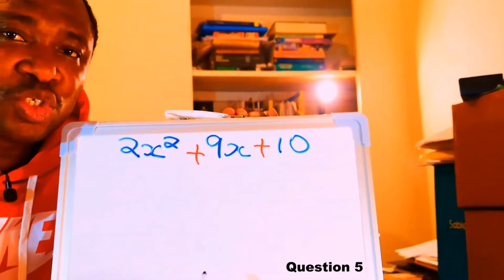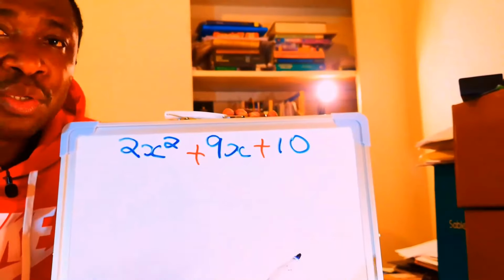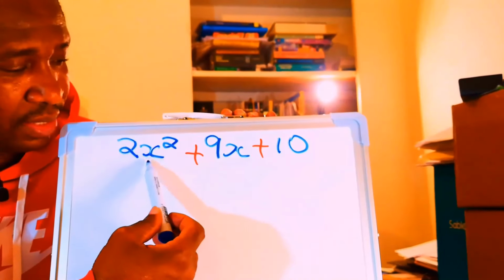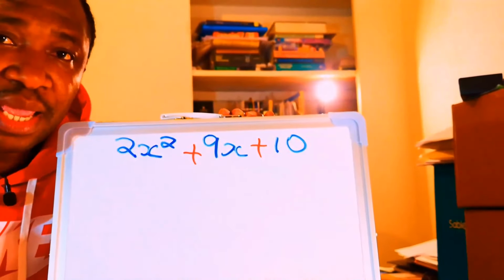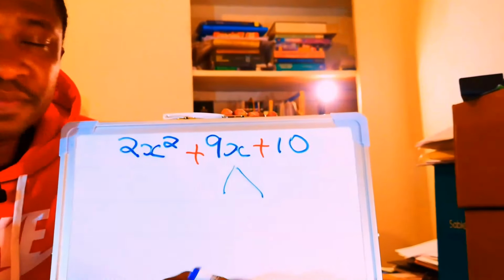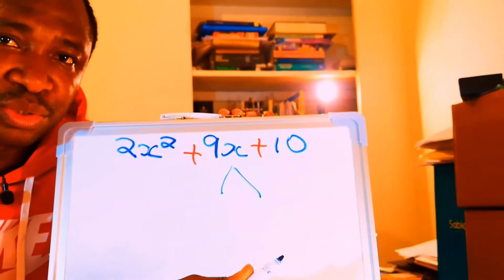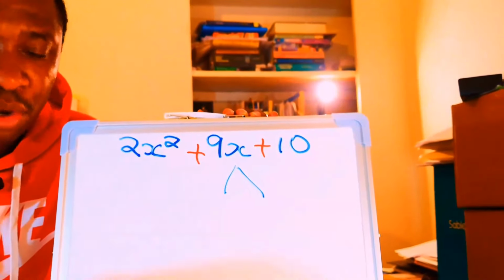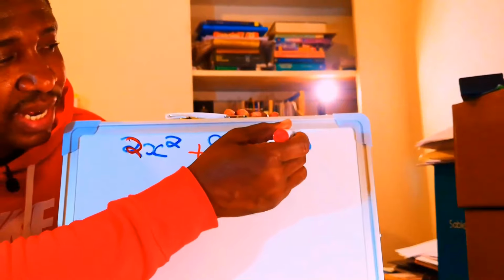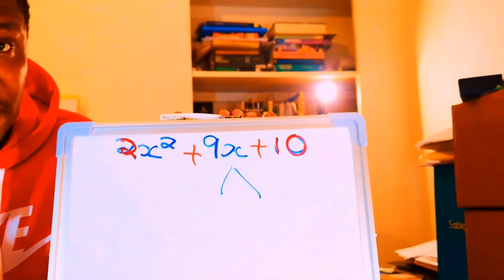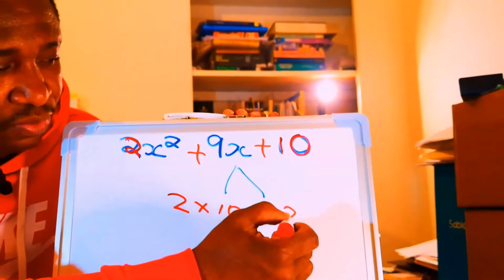At times, in some quadratic equations or quadratic expression like this, you might have 3 terms, 1, 2, 3, instead of 4 terms. What you are going to do here is you will split the middle term into 2, so that we're going to have 4 terms. How are you going to do this? The first thing you do is you're going to take the coefficient of x squared here, which is 2, and multiply it with the last term, which is a constant. Here we have 10. So we're going to end up having 2 times 10, and we're going to have 20.